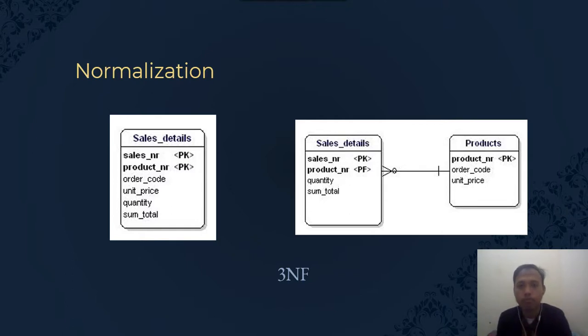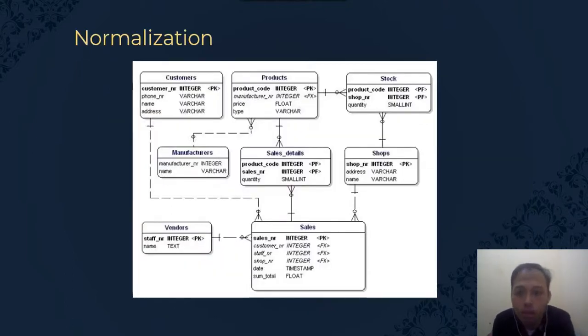And here is the image, if we do the normalization, as we can see that we have manufacturer table or MPP, because manufacturer can be dependent.